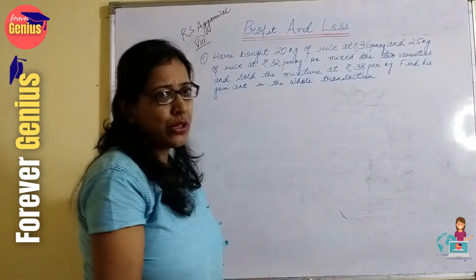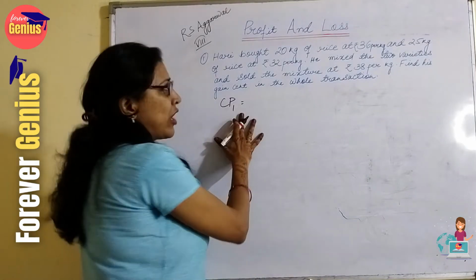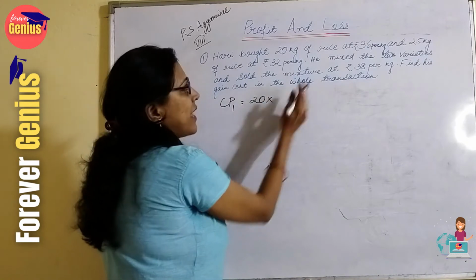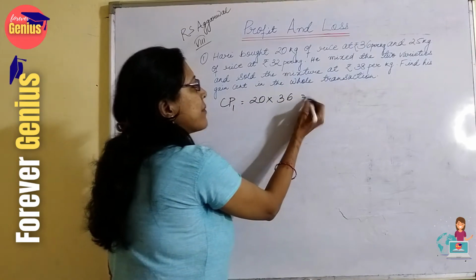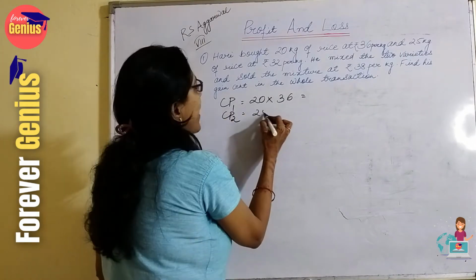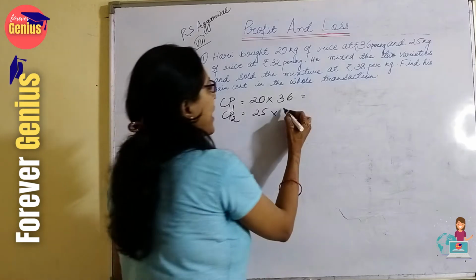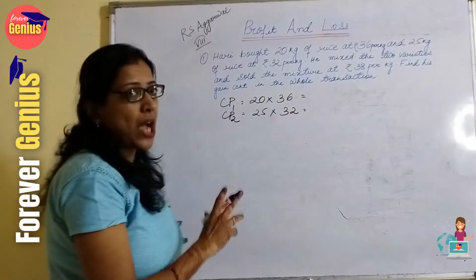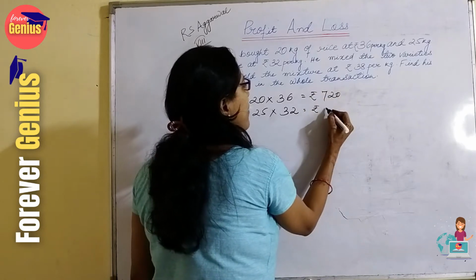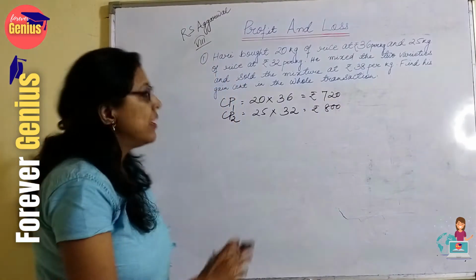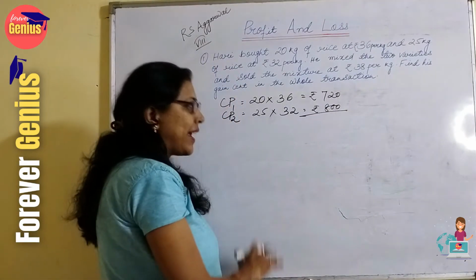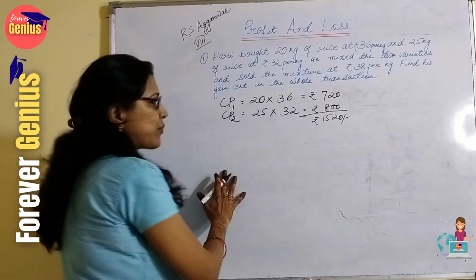So how will we do it? Let's take cost price 1: 20 kg rice at the rate of 36, and cost price 2: 25 kg rice at the rate of 32, which amounts to 720 here and 800 here. Now this is the cost price. If I add the total, I get 1520 as the cost price.